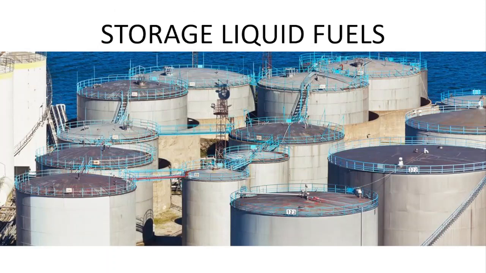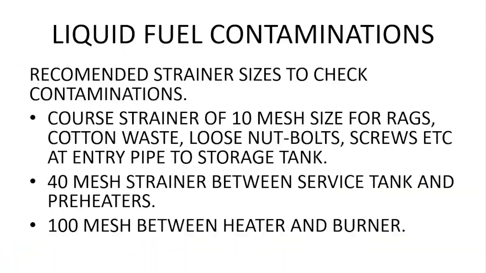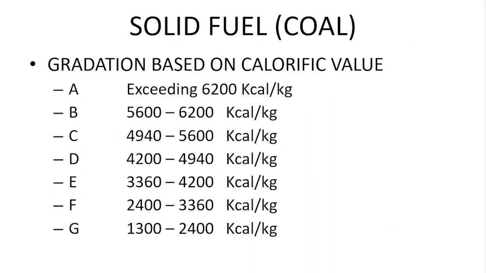These are the storage tanks for the liquid fuels, and you can see the bunds are provided there. So if any leakage is there in the tank, the oil can be collected in the bunds. Regarding liquid fuel contamination, it is checked by means of strainers. A coarse strainer of 10 mesh is fitted at the entry pipe to the storage tank for rags, cotton waste, loose nut bolts, screws, etc. Then a 40 mesh strainer between the service tank and the preheaters, and 100 mesh strainers between the heater and the burners.